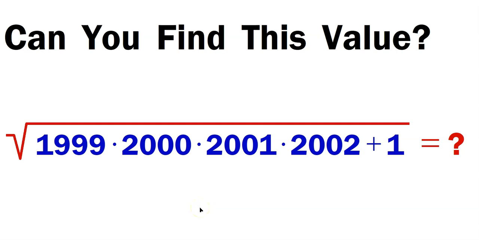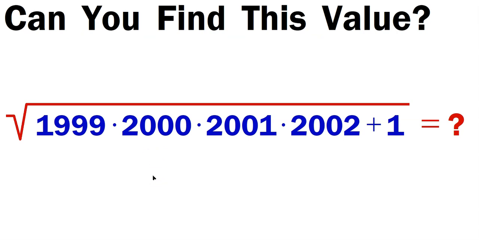Can you find this value? No calculator. So you have this root of 1999 times 2000 times 2001 times 2002 plus 1. Well, let's think about this. We're going to see perhaps that algebra is more useful than just arithmetic here.